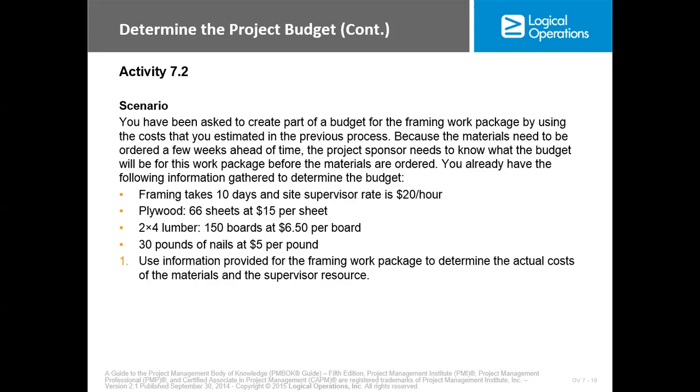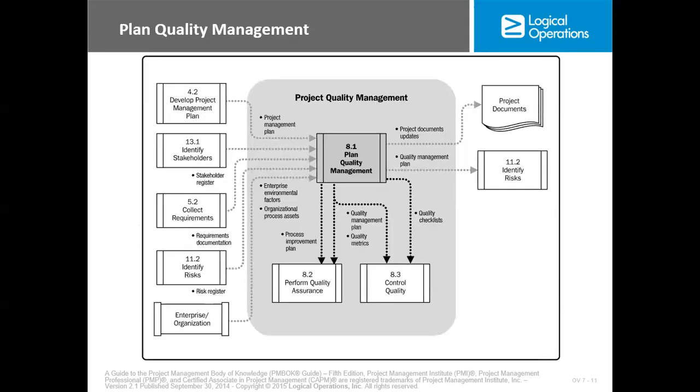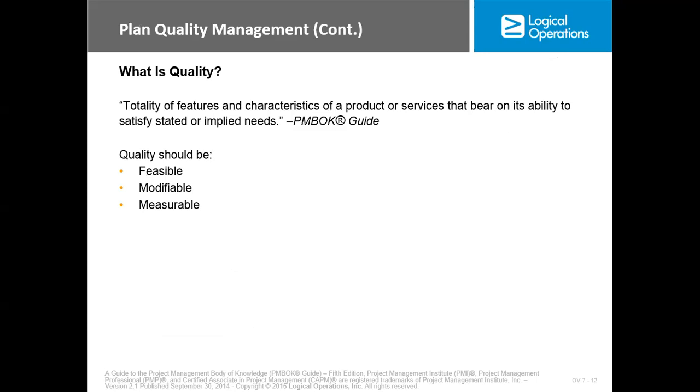Okay, so this is a scenario, and the question that will arise as a result. Now, we are done with the triple constraint, which includes the scope, the schedule, and the cost. And we were able to also deal with Microsoft Project. Now we are looking at project quality management. So let's kick off. What is quality?